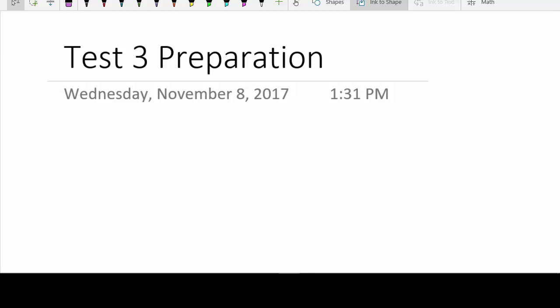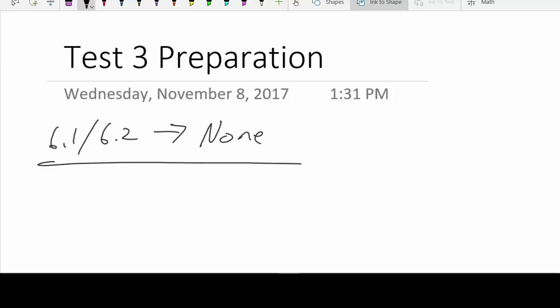But what I will dictate to you is a breakdown of how I see the importance of this chapter, so you can focus your studying on which sections are important. 6.1 and 6.2 were really just preparatory for what we were getting into. So I personally will give you none of those on the test. They were just set theory.